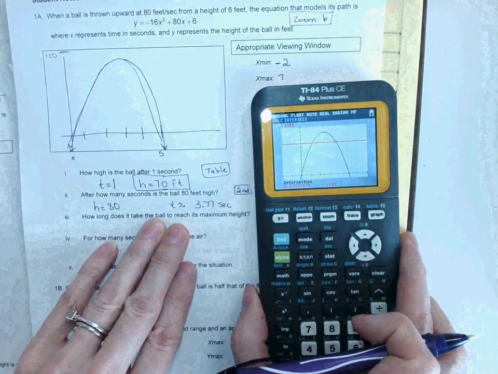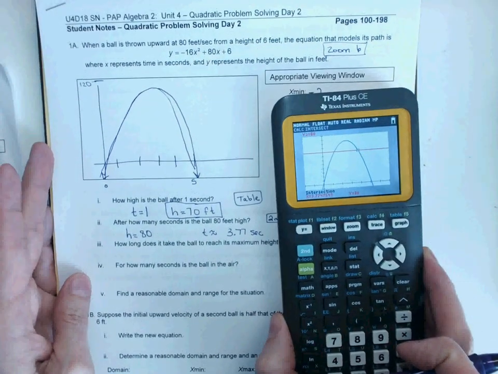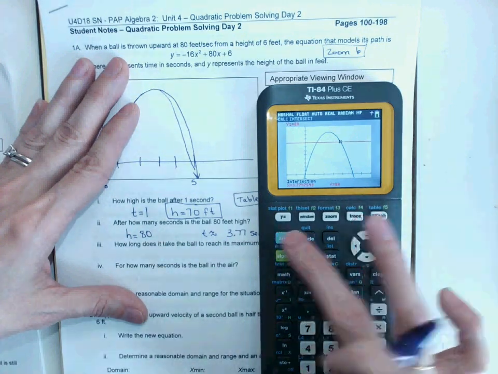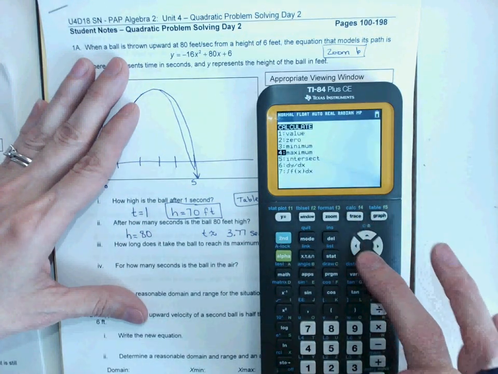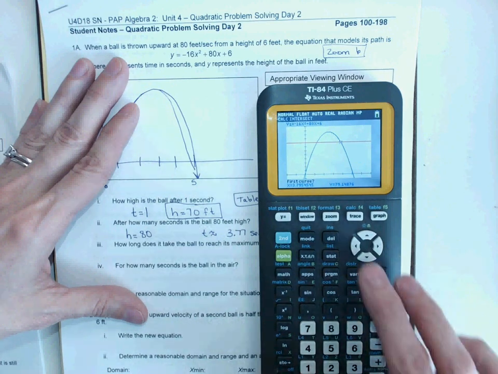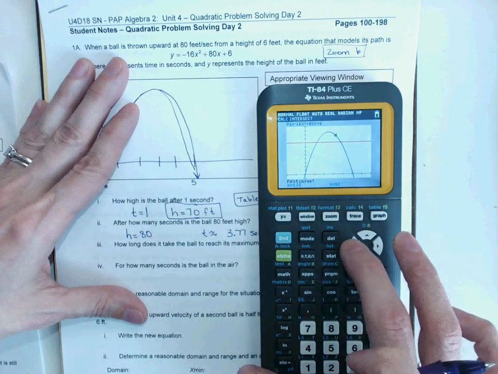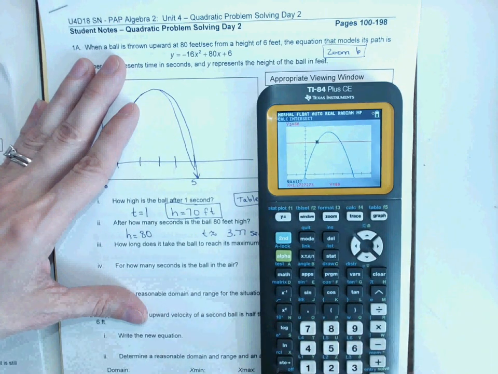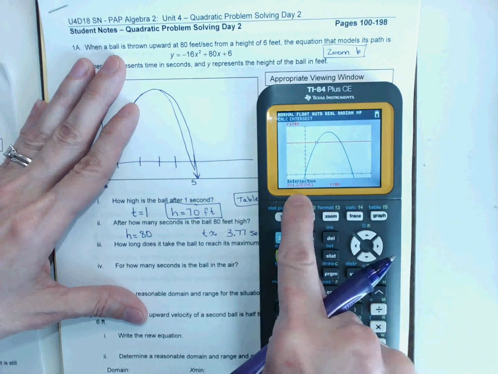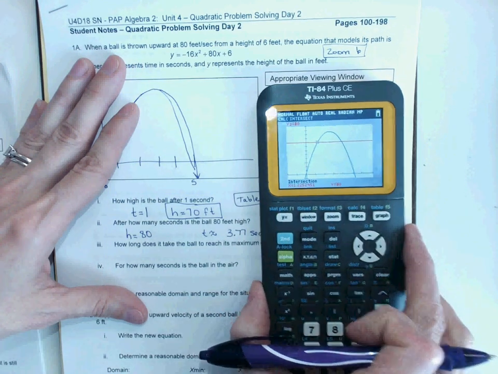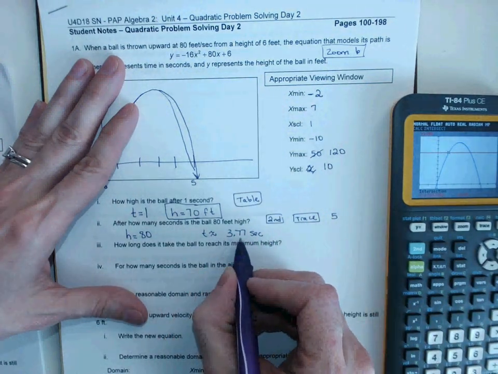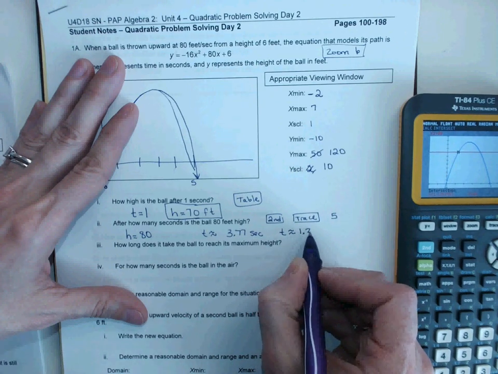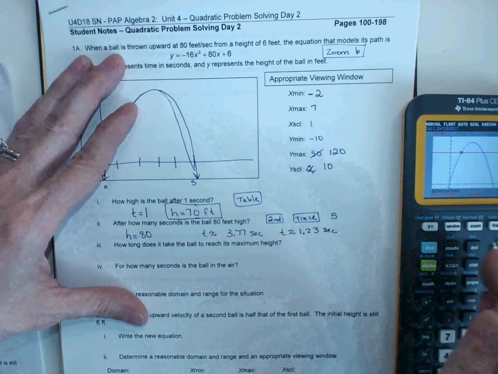And then if I do it again and don't do anything different, then I'm just going to get the same answer again. So I need to do something different. I'm going to go second, trace, 5, and I'm going to make sure my cursor is closer to the other intercept there. Enter, enter, enter. That intersection point is 1.23. So t is approximately 3.77, and t is approximately 1.23 seconds. Two values there.